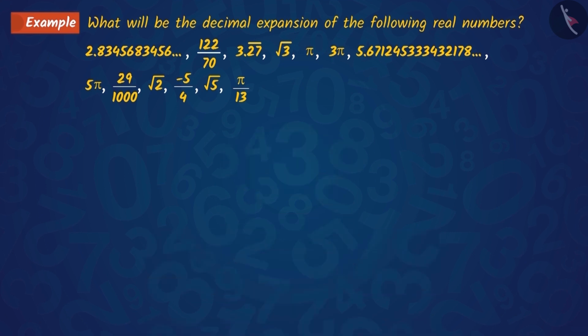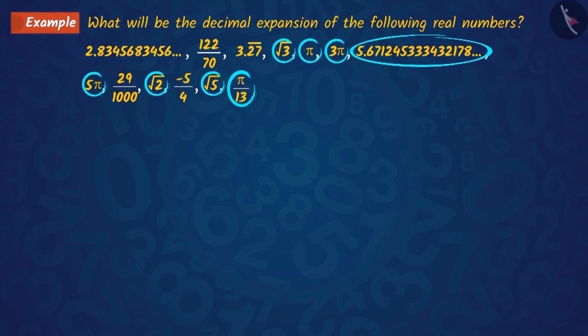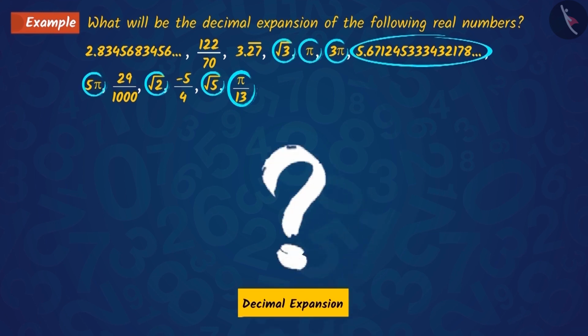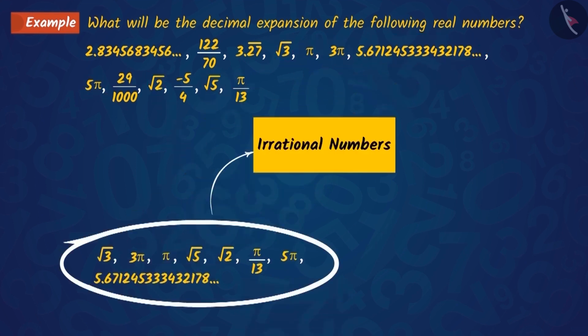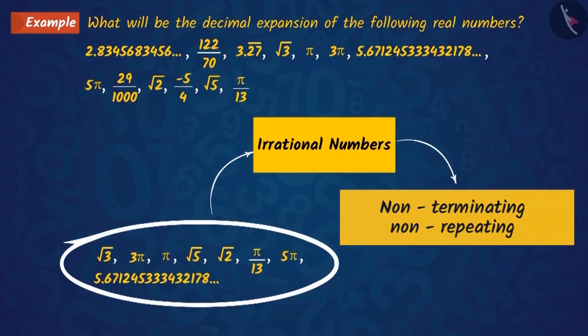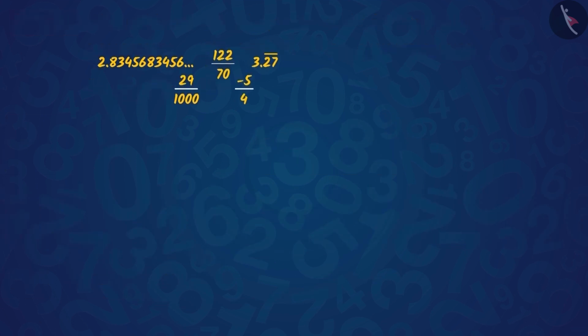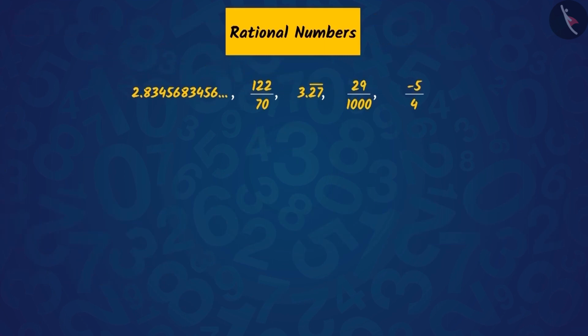So first, we look at these irrational numbers. Can you guess what their decimal expansions would be like? We know that the decimal expansion of all irrational numbers is non-terminating, non-repeating. Now, let's move to rational numbers.